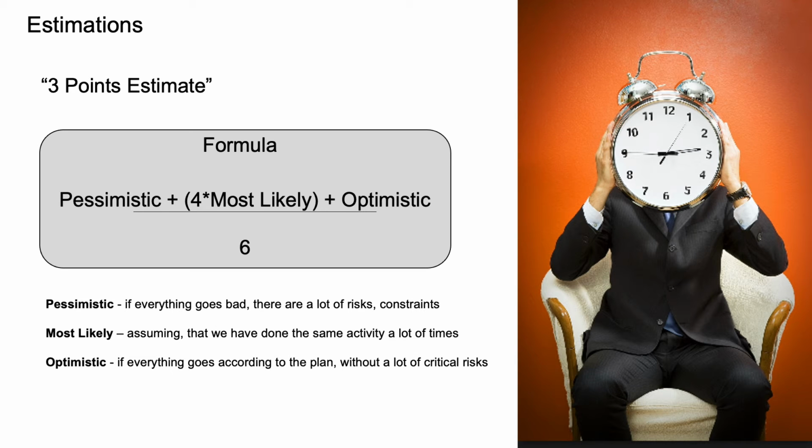So we can calculate a weighted mean, or so-called beta distribution, according to the formula: pessimistic time plus 4 multiplied by most likely time plus optimistic time, divided by 6.